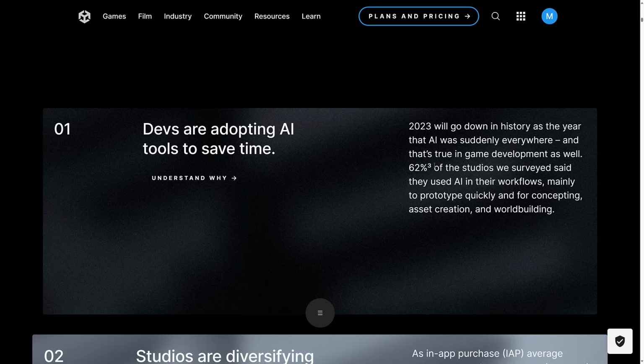Although when you go back to it, it comes down to where you actually draw the line at what is AI. If you use a tool like Cascadeur, are you using AI? If you're using Photoshop and you use the Firefly suite, you're using AI. And of course, if you use ChatGPT or anything else, you're using AI as well. So it's also interesting to know how much AI and how they are using it. And they're saying, mainly prototyping quickly, concepting, asset creation, and world building.